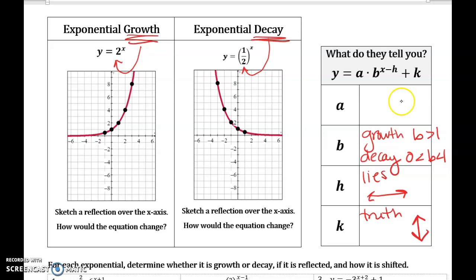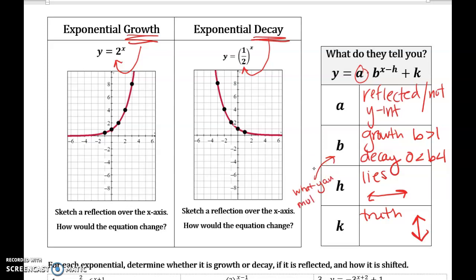Now, a is a bit trickier. Let's talk about this for a second. First of all, a tells you whether or not it's reflected. If it's negative, it's going to be reflected. a also tells you your y-intercept. In these two examples, there was no a, so you have to assume it's 1. So there's my y-intercept of 1. Not all problems will have an a written in, but you need to be able to recognize what that is. One more thing with b, how you find b. Yes, if it's greater than 1, it's a growth, and if it's between 0 and 1, it's a decay. But it's what you multiply by. We'll talk more about this in a second.